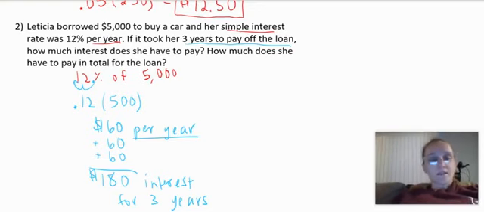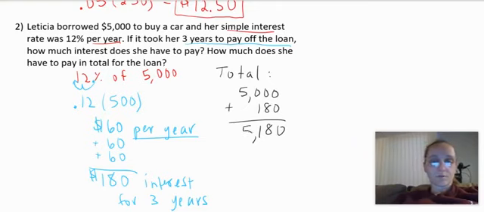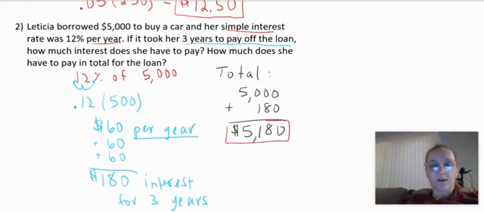Okay. And then it's asking how much does she have to pay in total. Okay, so total, she has to pay off the original $5,000 that she borrowed, but then she has to pay the interest as well. So the interest was $180. So in total for this loan, she's going to have to pay $5,180. So again, right here, this is how much she borrowed. And then right here, this is going to be the interest that we found down here.